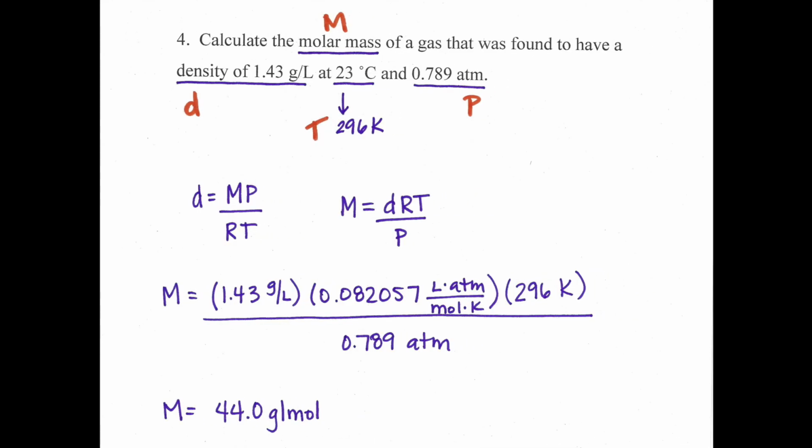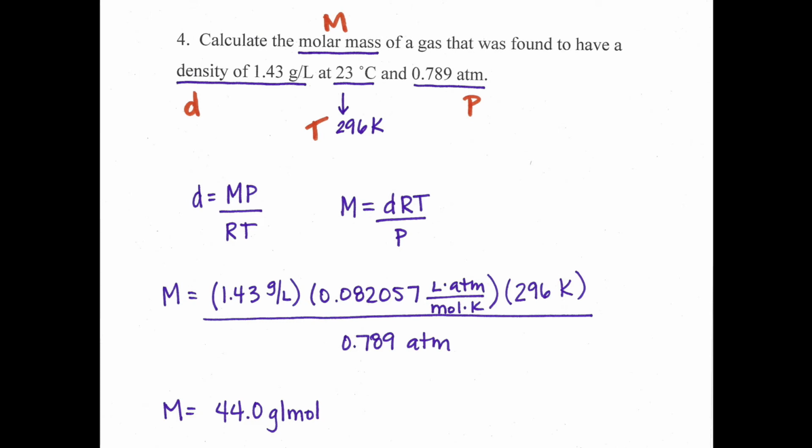In question number 4, we're asked to calculate the molar mass of a gas that was found to have a density of 1.43 grams per liter at 23 degrees Celsius and 0.789 atmospheres. As we look at the information given to us in the problem, we're looking to solve for our molar mass, we're given our density, our temperature is given to us in degrees Celsius, and when we convert it to Kelvin, we get 296 Kelvin. Our pressure is 0.789 atmospheres, which are the appropriate units to plug into our equation.